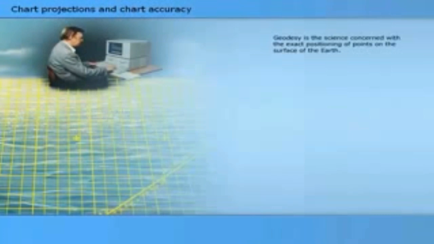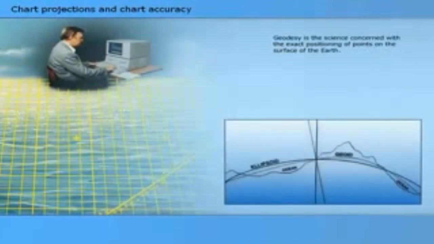Geodesy is the science concerned with the exact positioning of points on the surface of the Earth. It also involves the study of the exact size and shape of the Earth, the study of variations of the Earth's gravity, and the application of these variations to exact measurements on the Earth. This figure represents a vertical slice through the Earth. It shows the uneven surface of the Earth, but for survey purposes, they are reduced to the geoid.